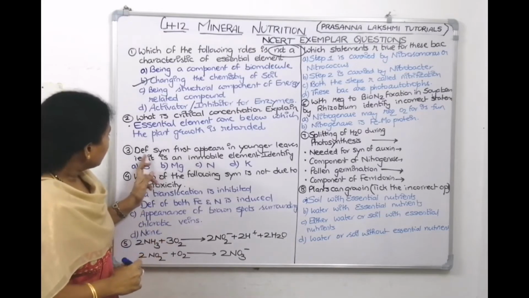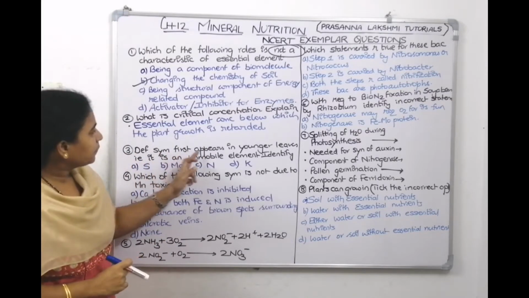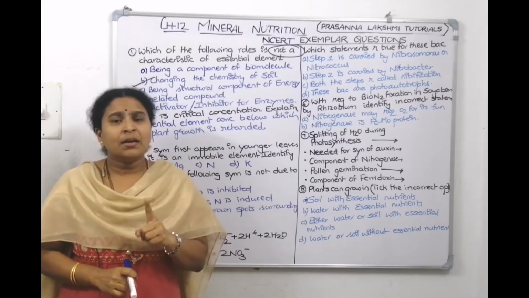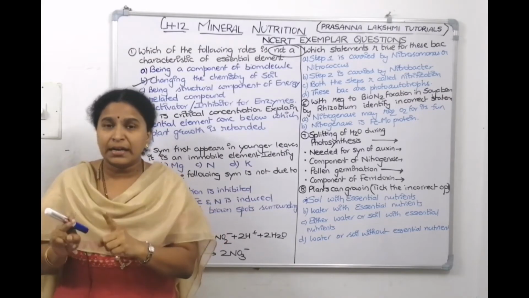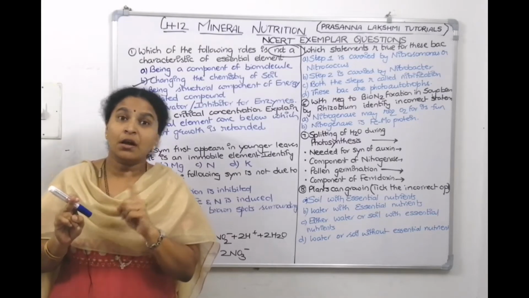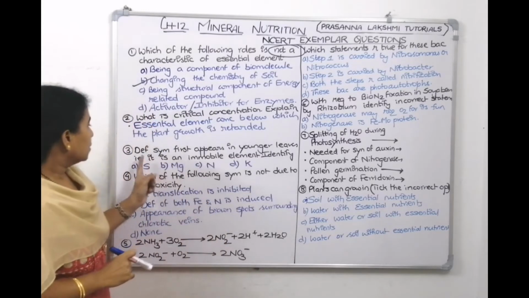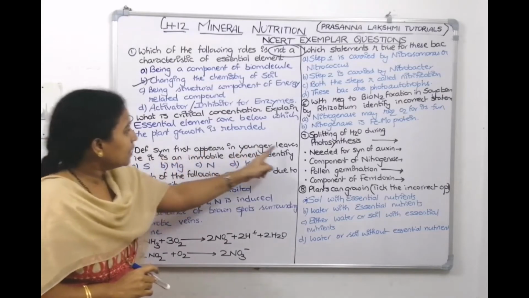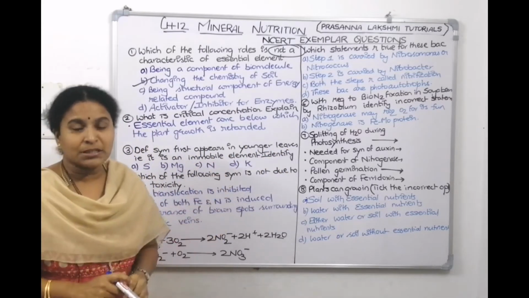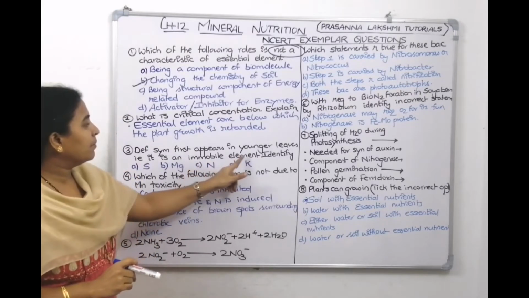Next question. Third question. Deficiency symptoms first appears in the younger leaves. If it is a mobile element, deficiency symptom will appear in the older leaf. If it is an immobile element, deficiency symptom will appear in the younger parts. So deficiency symptoms first appear in the younger leaves. That means it is an immobile element. I also told the same thing. It is an immobile element only.